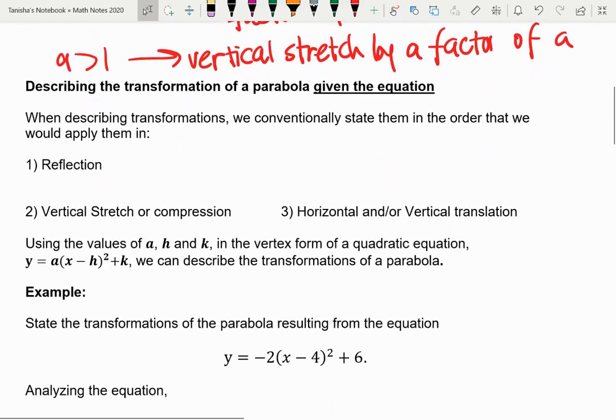Okay, so describing transformations of a parabola given the equation. As I said before, if you have the equation of a parabola, then you should be able to look at those values of a, h, and k and determine what transformations have been applied to our parabola. Just a quick note that when you are describing the transformations, we conventionally list them out from reflection, then vertical stretch or compression, and then horizontal and/or vertical translation.